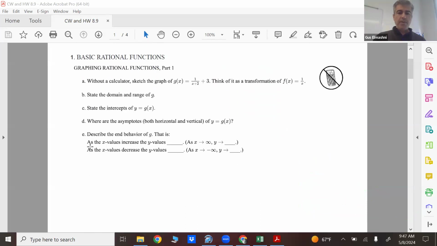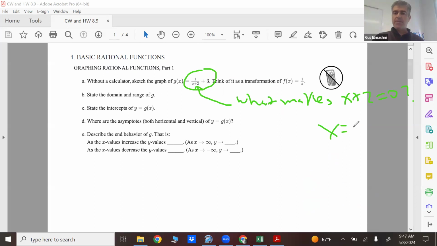Okay. Now, here, let's graph this, right? Without a calculator, sketch a graph. Think of the transformation 1 over x. Okay, great. Let's do it. So here's what I want you guys to do. What makes x plus 2 equal to 0? What x value? What do you guys think? -2, great. Also, we see 3 here, right? y equals 3 if 1 over x plus 2 goes away.